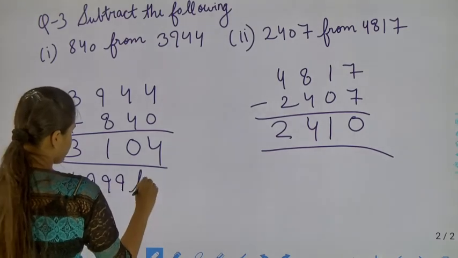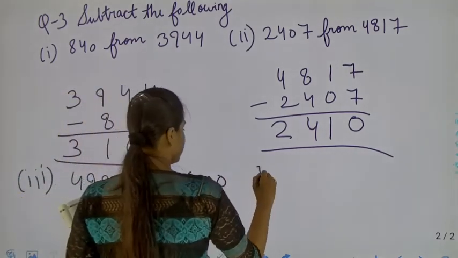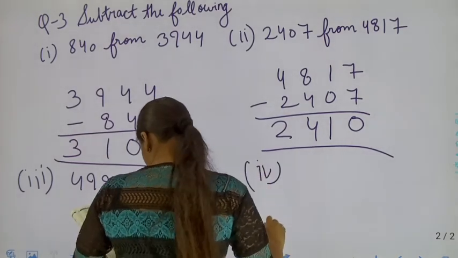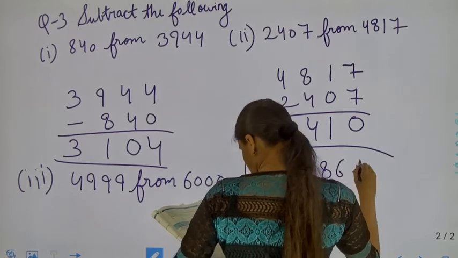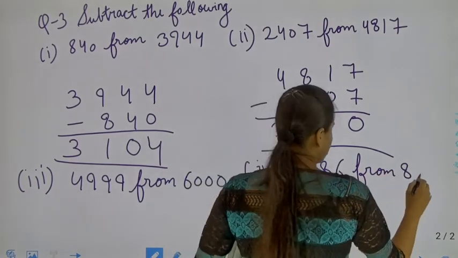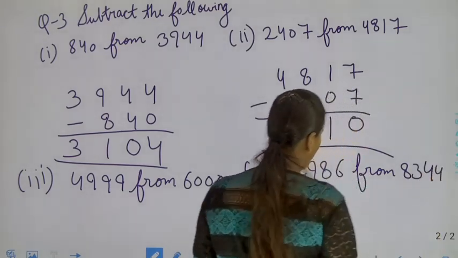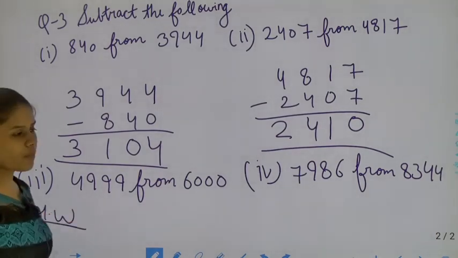Now move to the third part. $4,999 from 6,000, and fourth part that is 7,986 from 8,344. Students, these two parts are your homework. You have to do yourself in your maths notebook.